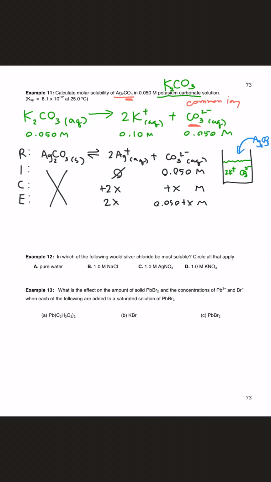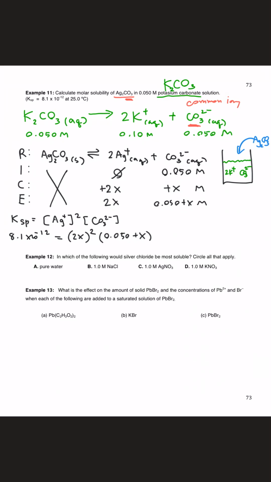So x would represent the molar solubility of silver carbonate. We are going to solve for x by using Ksp. The Ksp expression for this would be silver ion squared multiplied by carbonate ion. Plug in the value of Ksp, which is 8.1 times 10 to the negative 12, equal to the concentration of silver at equilibrium, which is 2x, and this is squared, so don't forget the square. And you are going to multiply by the concentration of carbonate ion, which is 0.050 plus x.